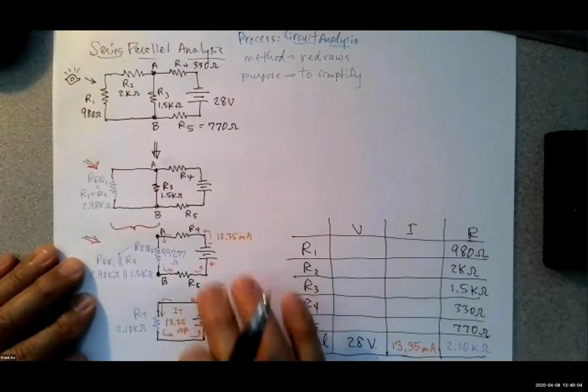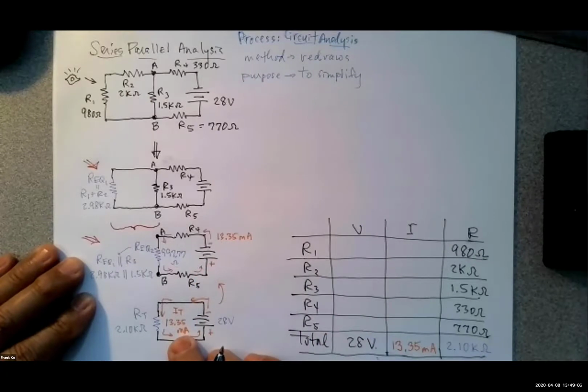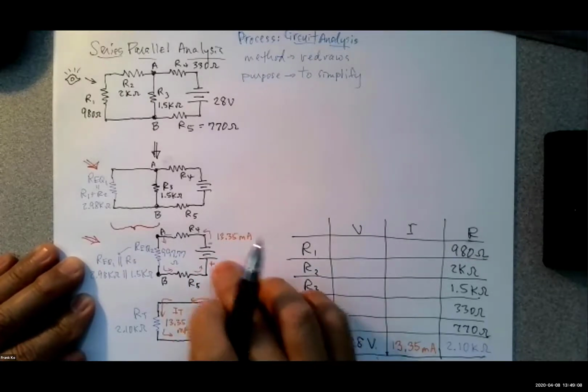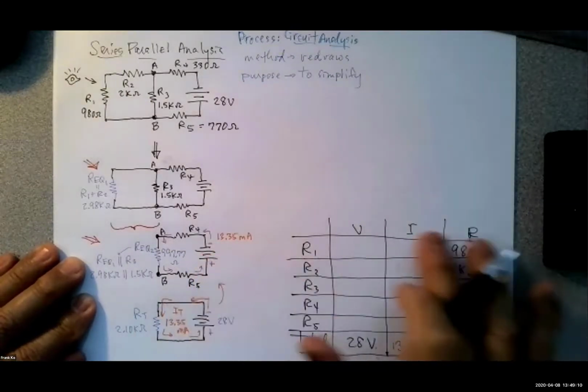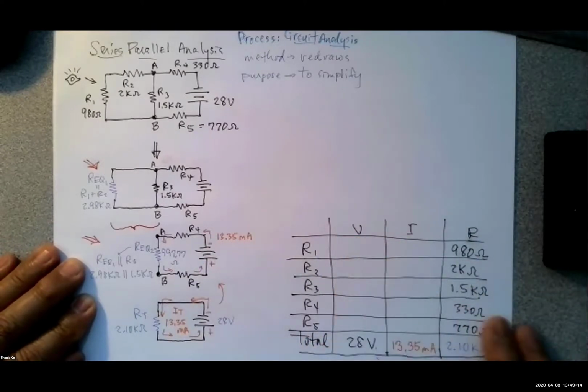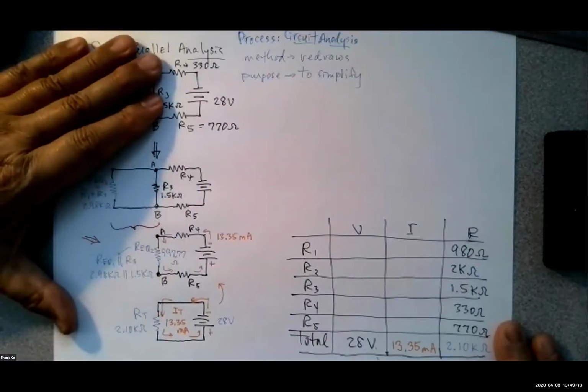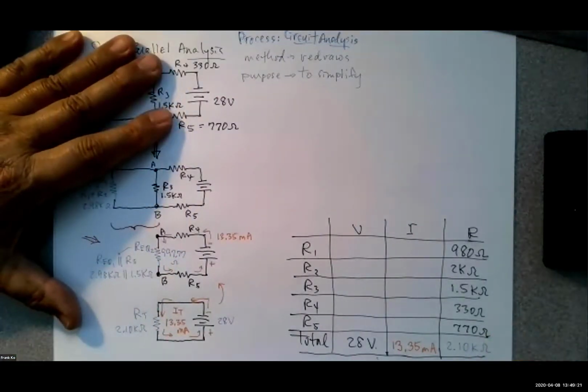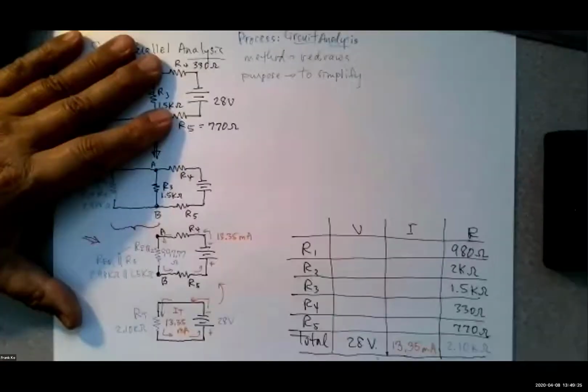How does taking this information of 13.35 milliamps up to this drawing help us fill in what's going on over here? Question goes to Christian. What do you think? You could do a voltage divider formula, no? Oh, we can do voltage divider. Sure, we could. Yeah, that's certainly possible.